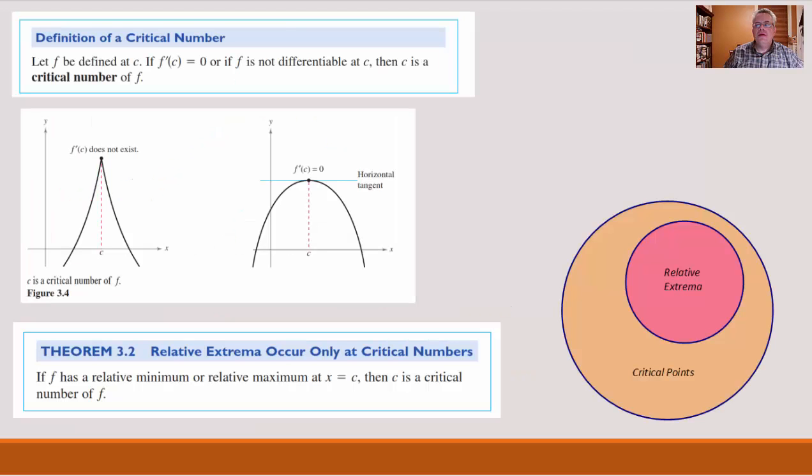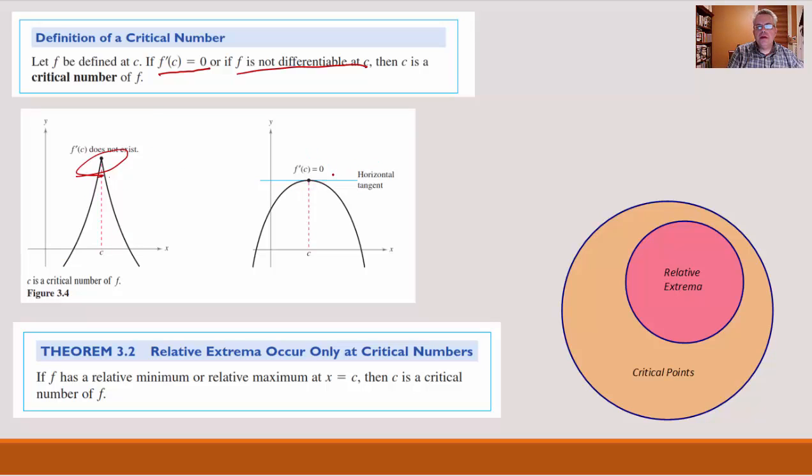Okay, now we want to talk about critical numbers. A critical number is a number where the derivative of the function is either 0 or undefined. And we're going to be talking a lot about critical numbers. So either f prime at that number is 0 or f is not differentiable there. Here's a couple of graphs from the book. Remember, f prime doesn't exist if there's a sharp cusp or corner at the point. That's an example where the derivative doesn't exist. And notice that the function kind of turns around there.